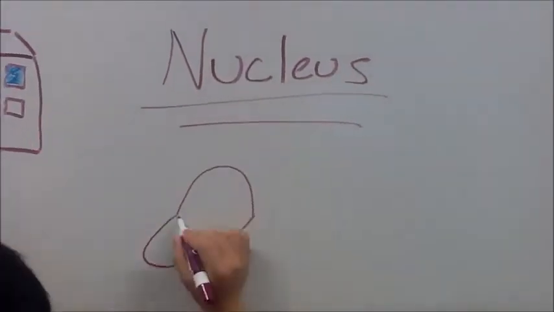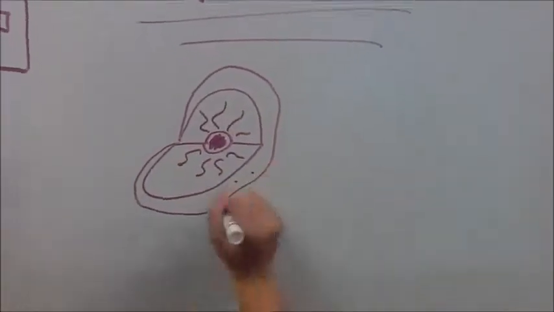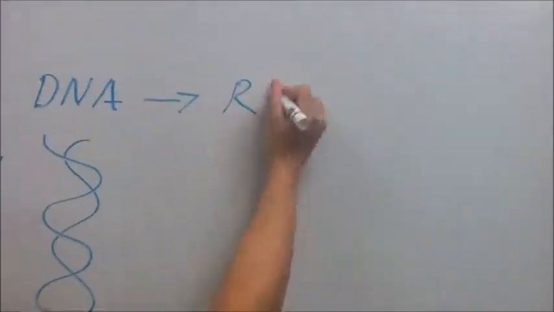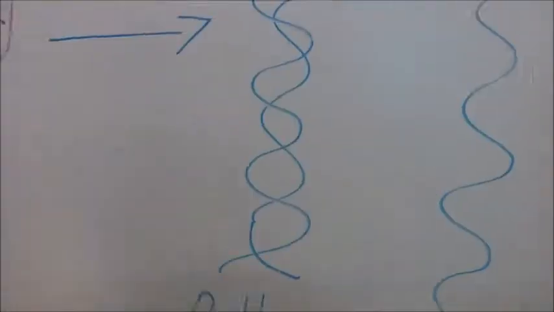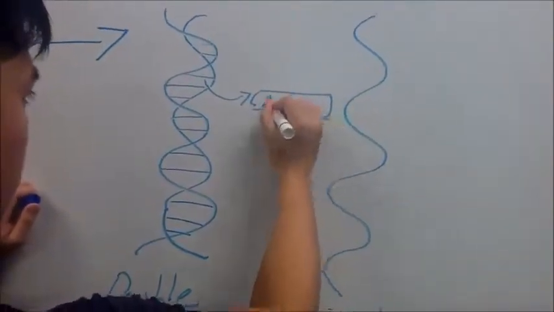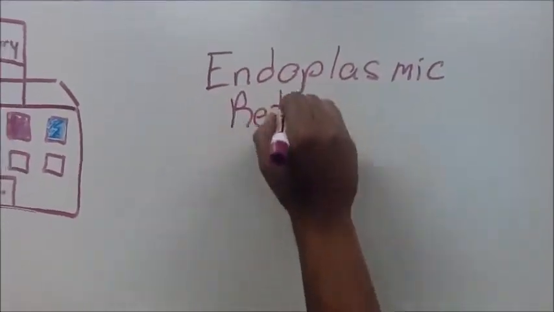Let's go to the main office of the factory. This is where all of the information and commands are stored, the nucleus. DNA is transferred into RNA here in the nucleus. Within each DNA strand, we can find nucleotides.